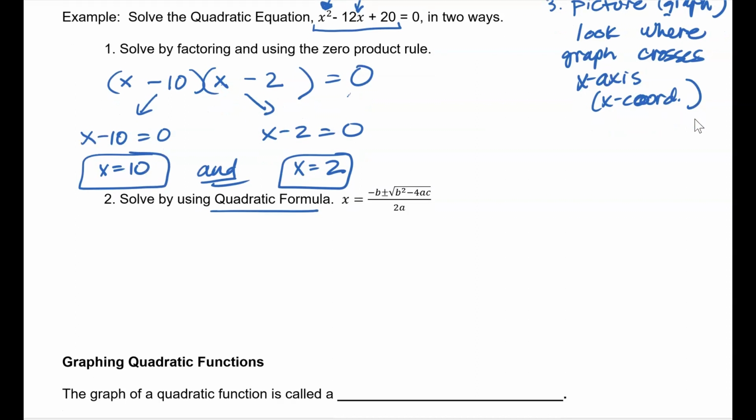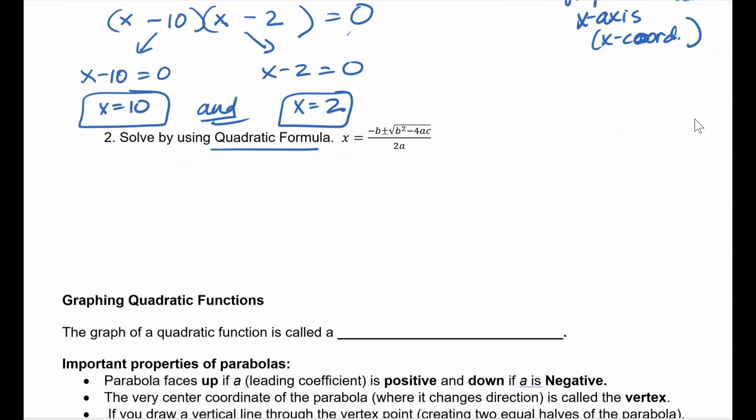And then last, we could solve using the quadratic formula, which is this formula right here. And so basically all you need to do is write down your function. I'll write it down again since we can't see it anymore. And then you're going to identify your a, b, and c. So remember, a is the number in front of x squared. In this case, nothing is in front of x squared, so it's like there's an invisible 1 there. So I'm going to write a equals 1.